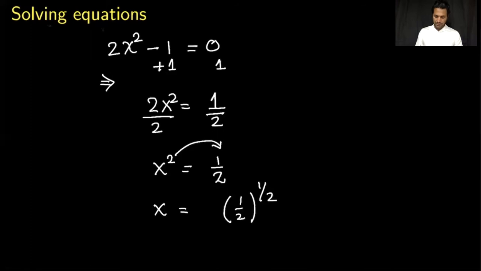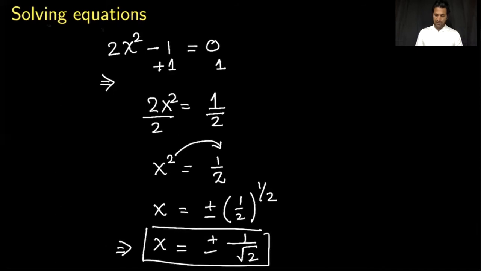When you take the power 1 half, it always comes with a plus and minus sign. So therefore, in this case, our expression will be x equal to plus or minus 1 over square root of 2, because 1 half raised to the power 1 half can also be written in terms of the radical expression, 1 over square root of 2. So these are our two solutions in this case when you have a quadratic expression.